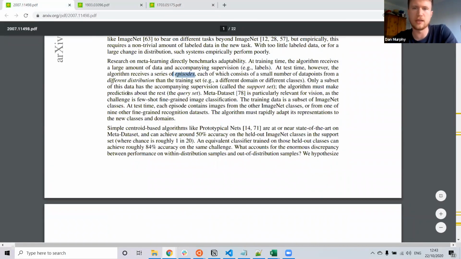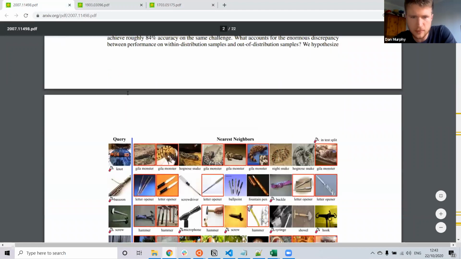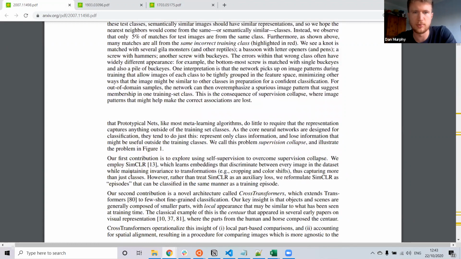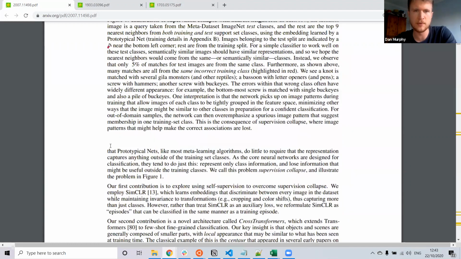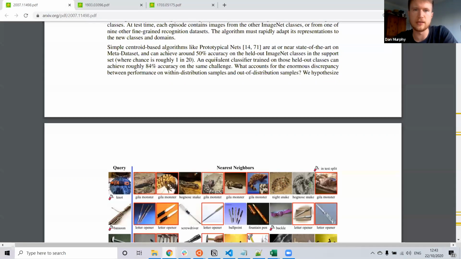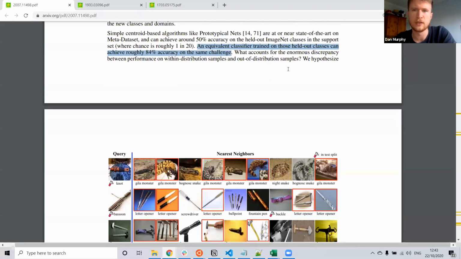And yeah, I think that they do that with Adam, just a descent-based approach. So that's the state of the art, and they say, yeah, this is achieving like 50% accuracy on the ImageNet classes that they're not training on. And they say, well, if we trained on those classes, we'd be way more accurate. So what's going on here?